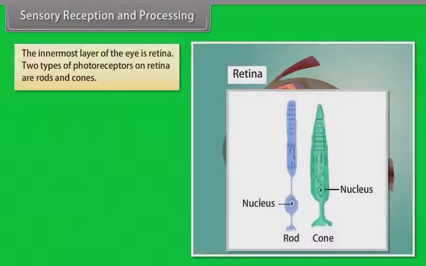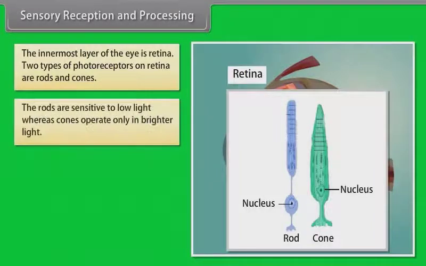The innermost layer of the eye is retina. 2 types of photoreceptors on the retina are rods and cones. The rods are sensitive to low light, whereas cones operate only in brighter light.